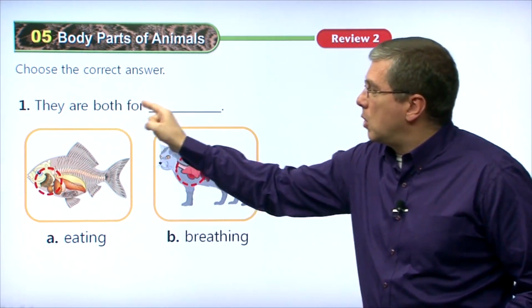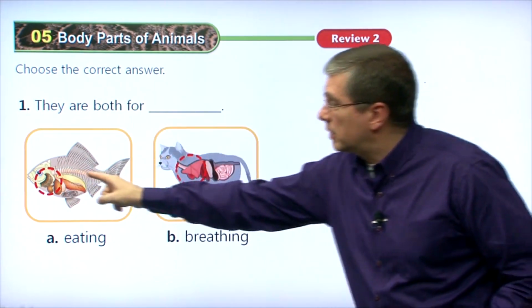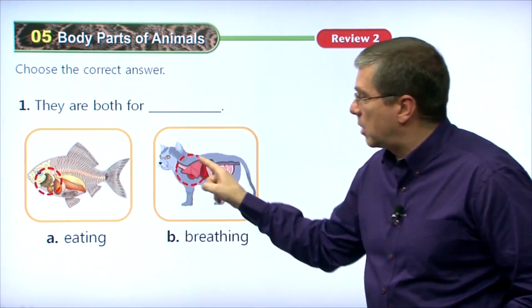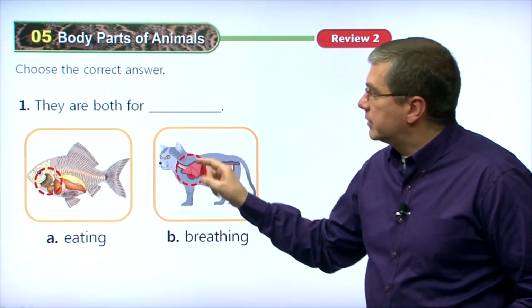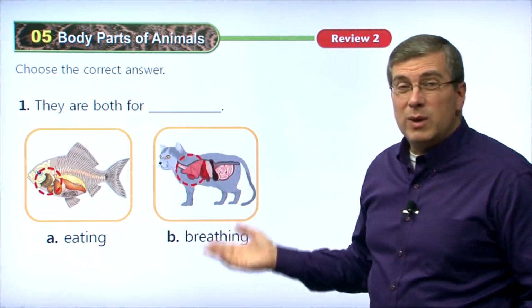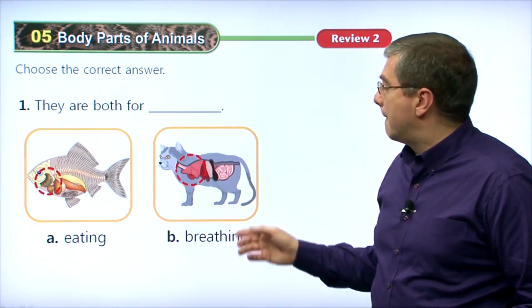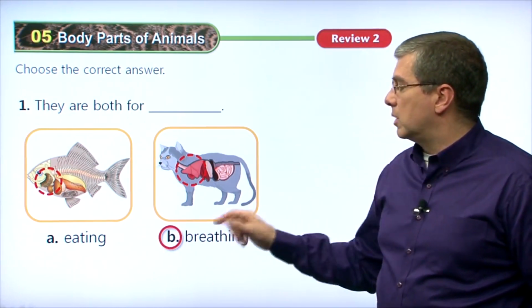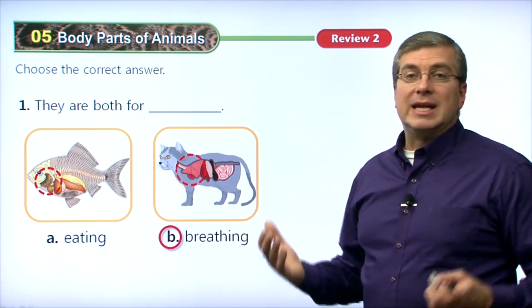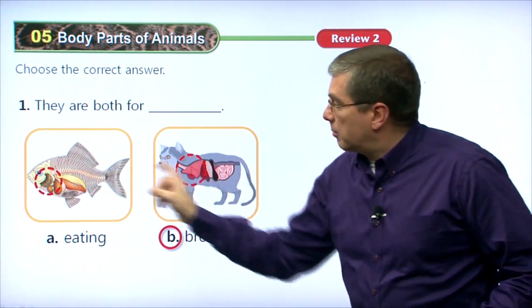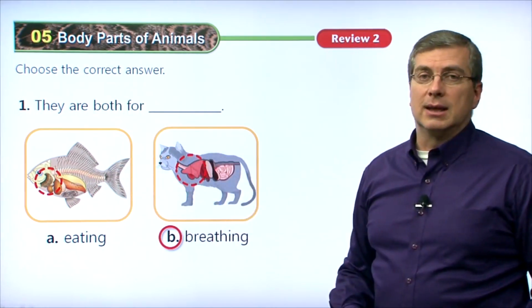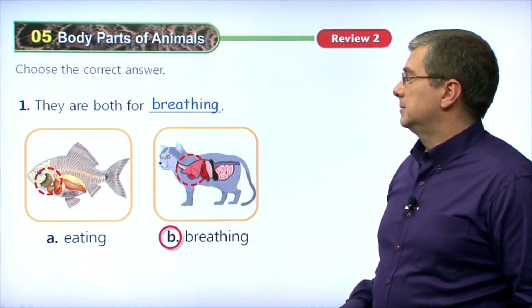Number one, they are both for, and when we say both, we're talking about this part and this part, right? Fish have gills, animals have lungs. What are they both for? What do we use them for? They are both for breathing, right? So we have breathing. Fish use their gills to breathe. Animals use lungs to breathe, but they are both used for breathing. Okay? What's the next one?